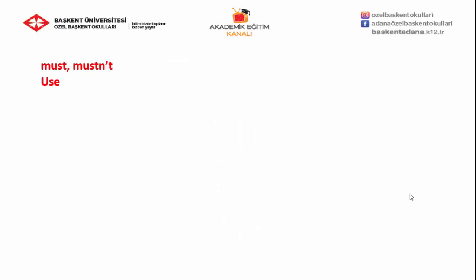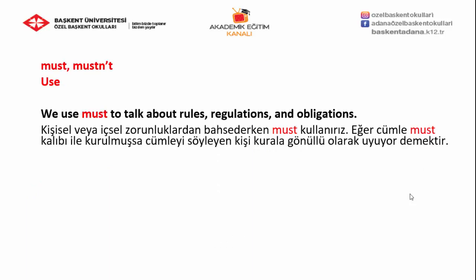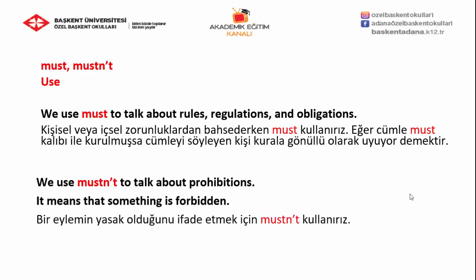Let's look at must or mustn't. We use must to talk about rules, regulations, and obligations. Kişisel ve içsel zorunluluklardan bahsederken must kullanırız. Eğer cümle must kalıbı ile kurulmuşsa cümleyi söyleyen kişi kurala gönüllü olarak uyuyor demektir. We use mustn't to talk about prohibitions. It means that something is forbidden. Bir eylemin yasak olduğunu ifade etmek için mustn't kullanırız.